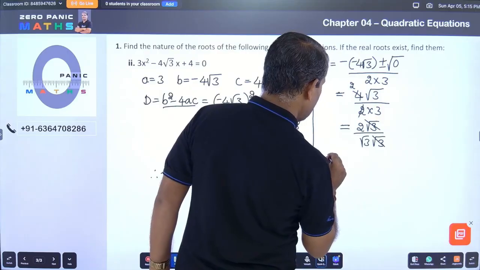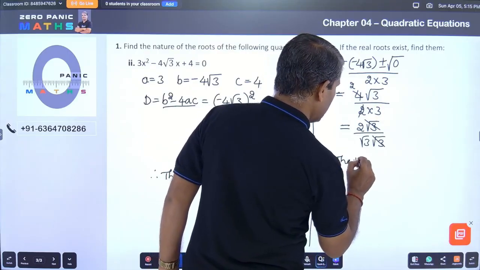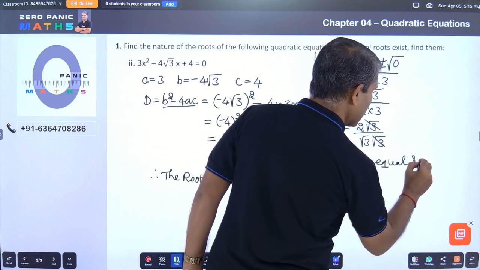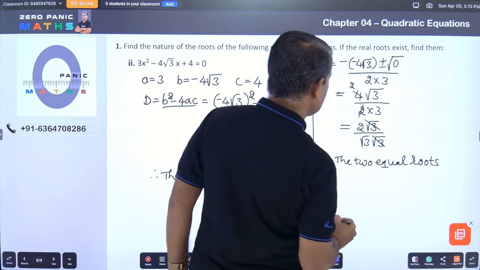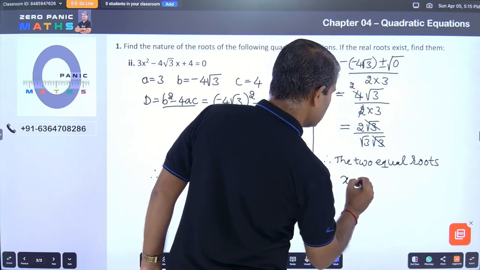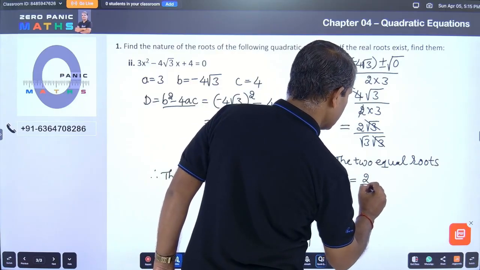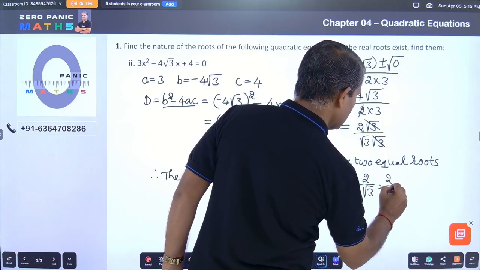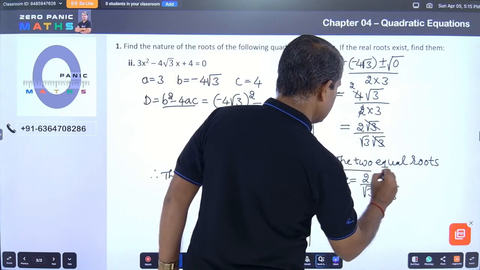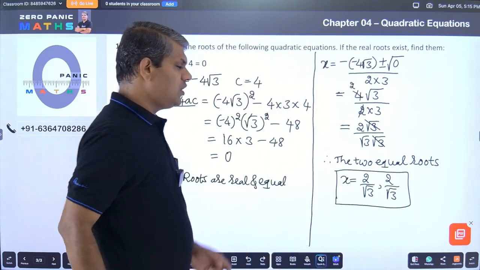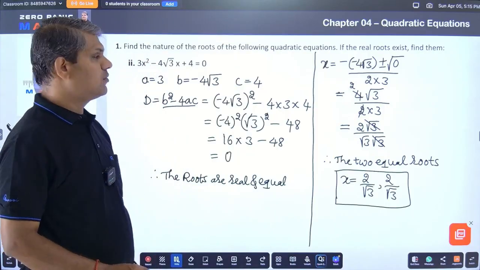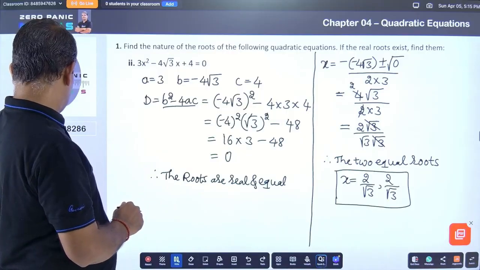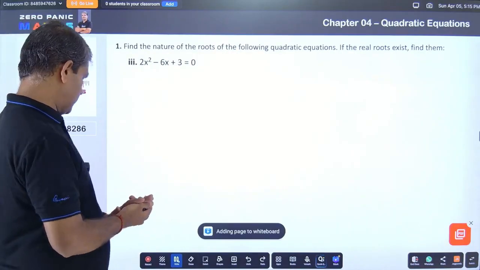Okay, so therefore the two equal roots are, what are those equal roots? X is equal to the same value, you have to write it twice. X is equal to 2 divided by square root of root 3 and 2 divided by square root of root 3. This is the solution of this problem. Understood this? Okay, now let us move quickly to the next problem.